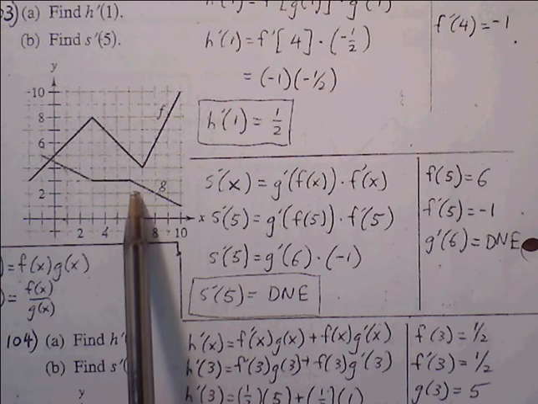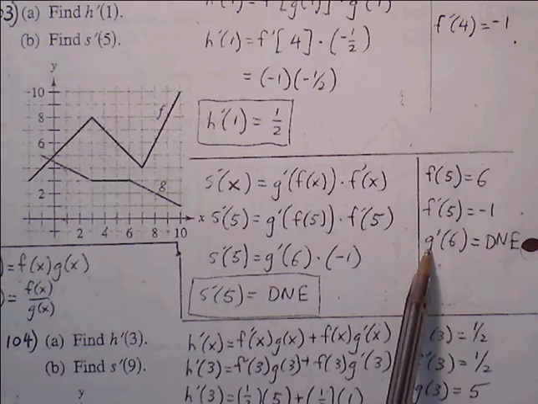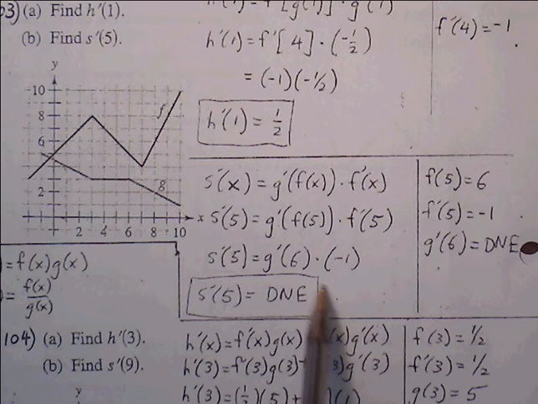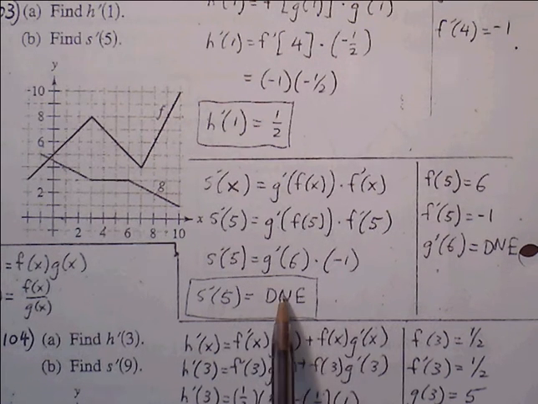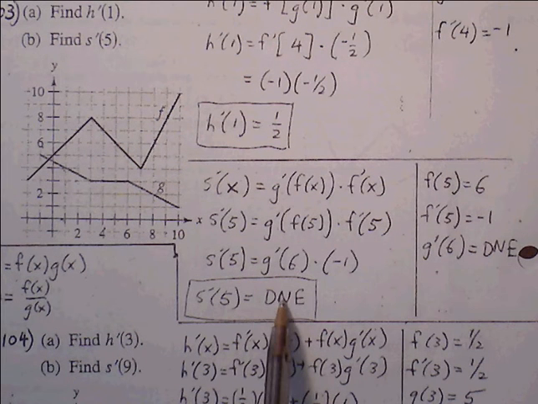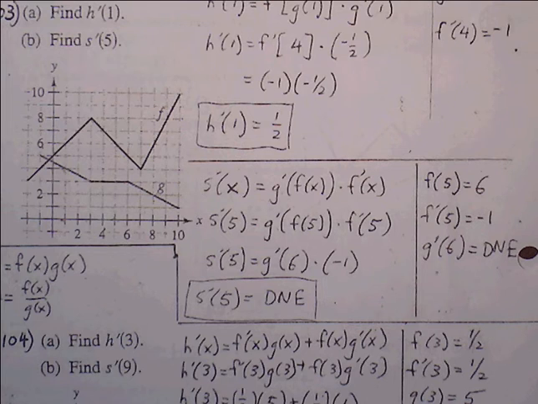The slope does not exist. So since g prime of 6 does not exist, we can't continue evaluating the s prime of 5. So we'll have to bring down the fact that since g prime of 6 does not exist, s prime of 5 also does not exist.